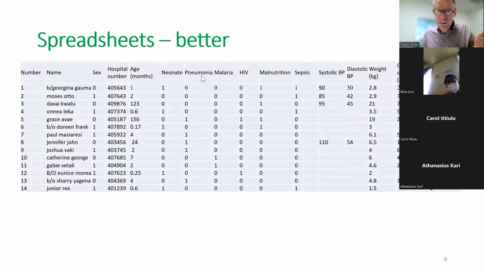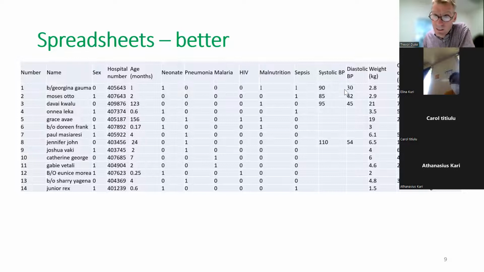So the children that had pneumonia, they get a 1. Those that didn't have pneumonia, they get a 0. Similarly for malaria, for HIV, for malnutrition, for sepsis. This was a study of oxygen saturation levels, I think, in all children presenting. And so the multiple diagnoses were relevant.